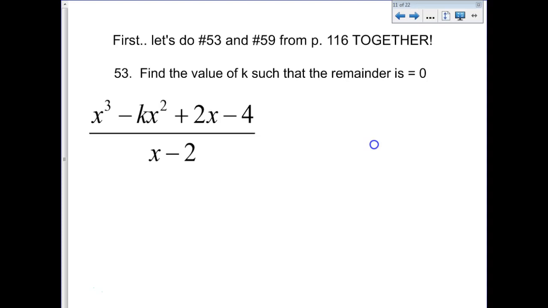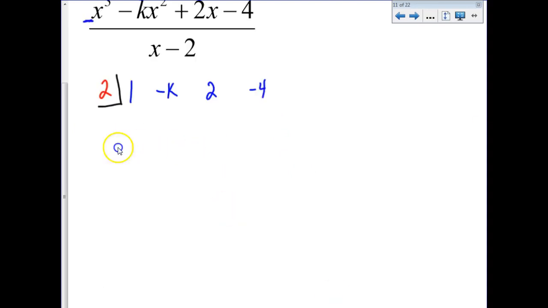So if the divisor is x minus 2 and I go to set up synthetic division, what goes in the little box here? The solution to this, which would be positive 2. And then you're supposed to set up all the coefficients, starting with the lead term. So you have a 1, and then this is kind of weird, you have a negative k, and then a 2, and then a negative 4. You do want to make sure that you have all your coefficients listed. Whatever the degree is, you should have one more coefficient than that. So degree 3, you should have 4 things, which it does.